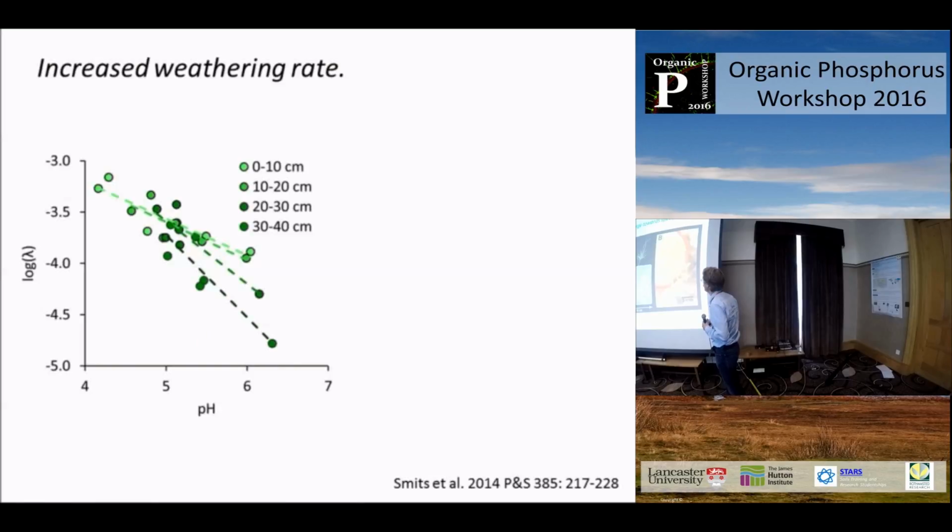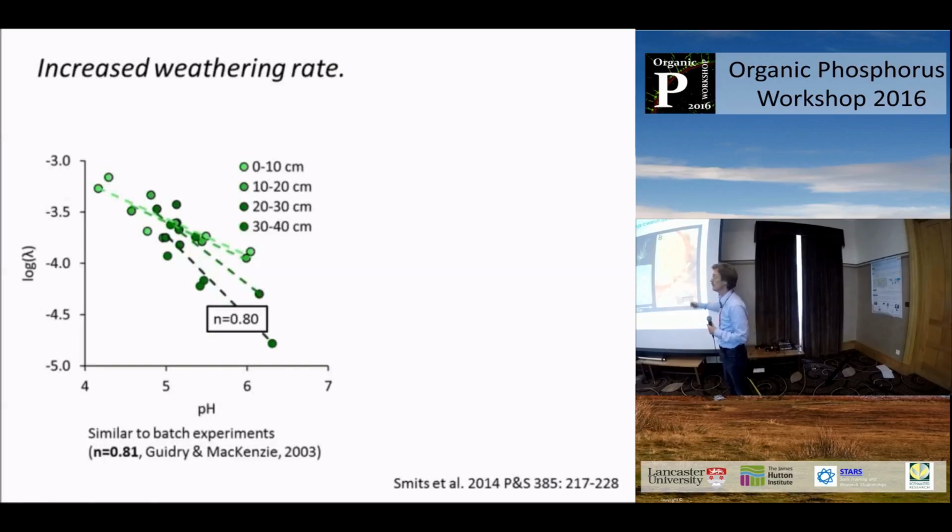So what we could do was to plot for each soil depth a straight line. And then if we looked at the deepest soil samples, 30 to 40 centimeter, that n of this kinetics function is almost exactly the same as what you find in batch experiments. So there was an indication that at that soil depth, it's a proton-driven weathering. And in the upper soil layers, something else is going on.